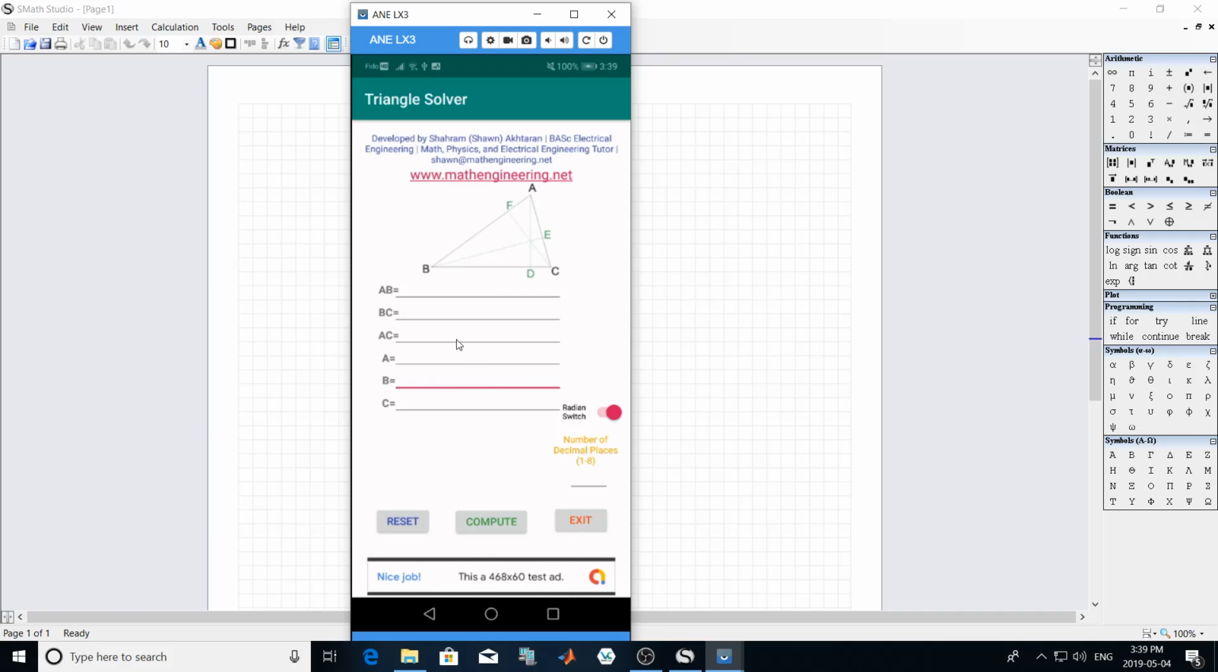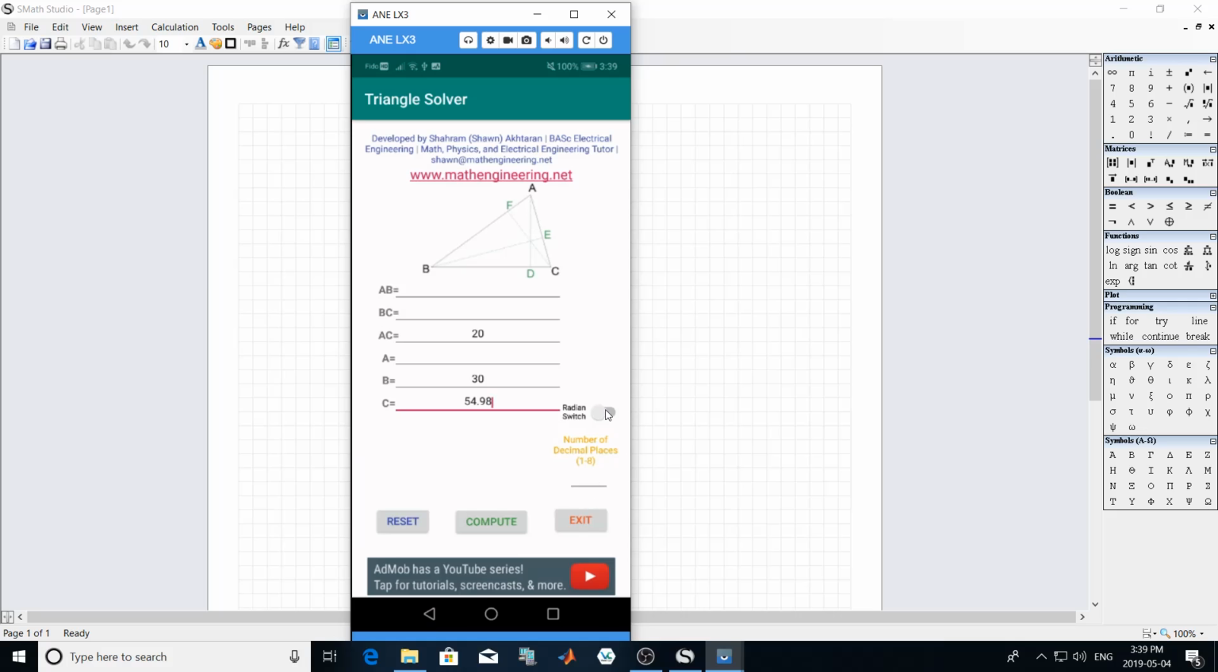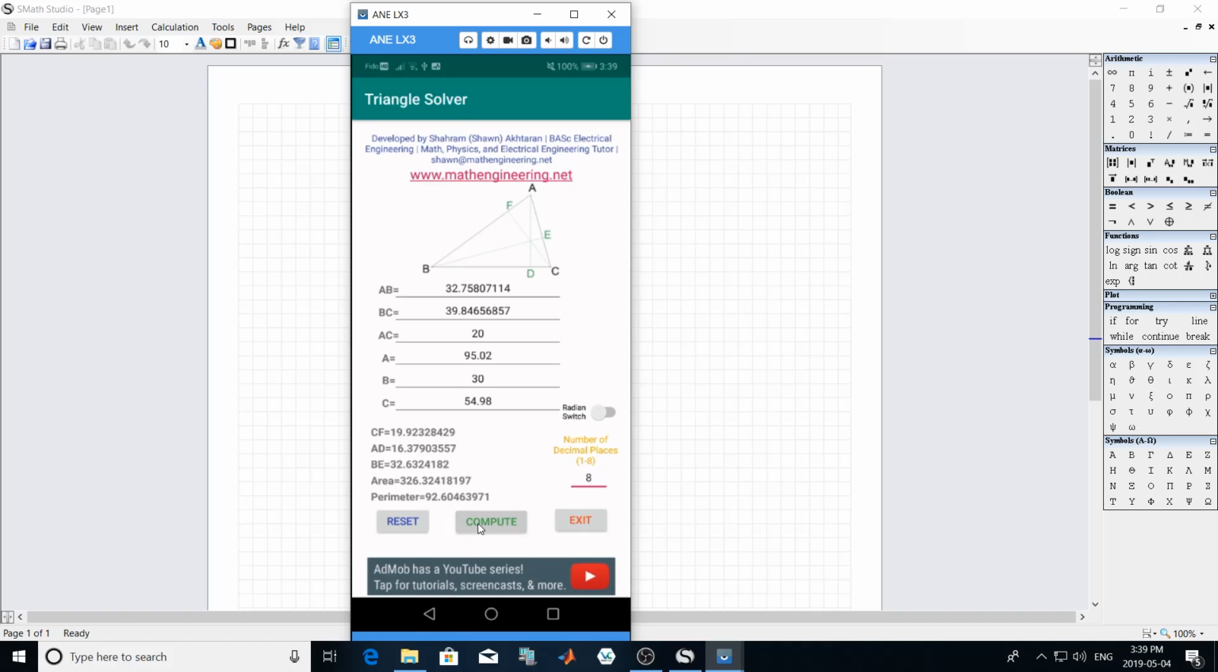Let's say, for example, AC is 20 centimeters, and angle B and C, or we switch back the angle mode to degrees. Let's say angle B is 30 degrees and angle C is 54.98 degrees, and we want to operate in degree mode, and we want the number of decimal places to be 8. So we click the compute button, and it would solve the triangle for us. It would compute the heights, CF, AD, BE, area, perimeter, and the other unknown values.